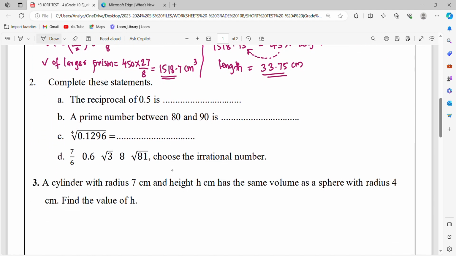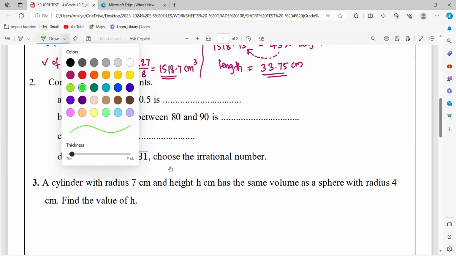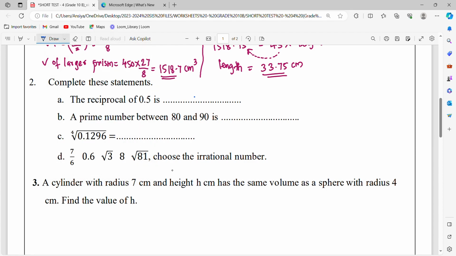Moving to question number 2. Complete these statements. The reciprocal of 0.5. So 0.5 basically means 0.5 by 1 and its reciprocal is 1 by 0.5. You can write it as a fraction or decimal. What's 1 divided by 0.5, which is 2.